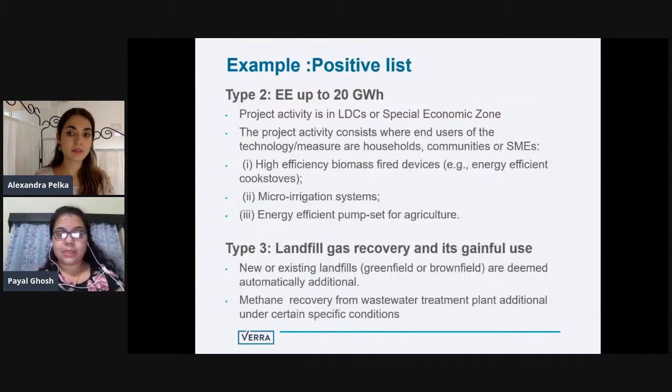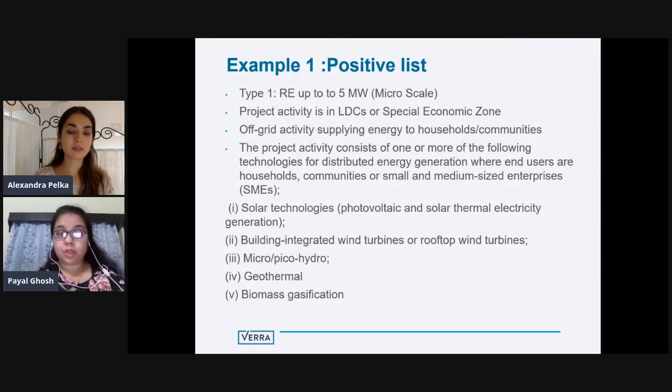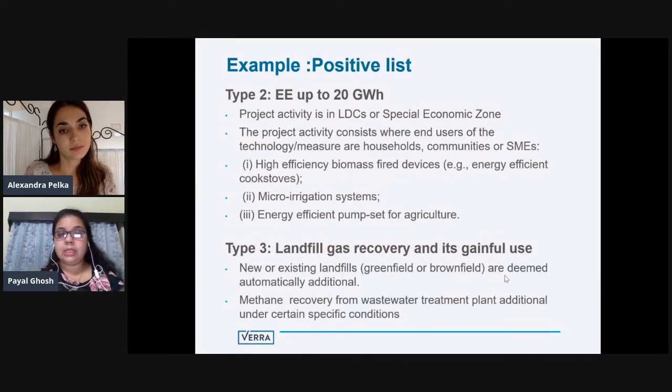I have a few examples of type 1 renewable energy projects which are micro scale, that is, up to 5 megawatts. If the project activity is in a least developed country or is coming up from a special economic zone, and is providing electricity to off-grid small communities or households, and if it is using one of the technologies like solar technologies, integrated wind turbines, geothermal, or biomass gasification, it is deemed automatically additional.